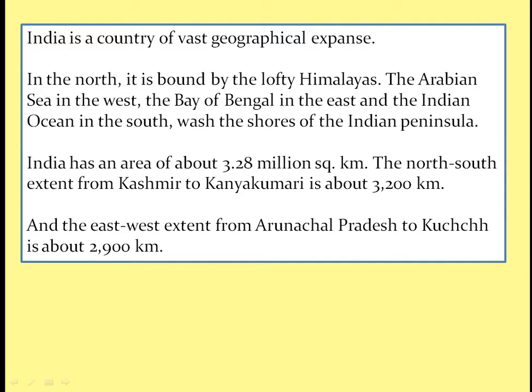So India has an area of about 3.28 million square kilometers. So the total area of India is 3.28 million square kilometers. And if we talk about the world, its percentage area is 2.4%. Next, the extension of India from Kashmir to Kanyakumari is 3,200 kilometers, and from east to west, from Arunachal Pradesh to Rann of Kutch, is 2900 kilometers.